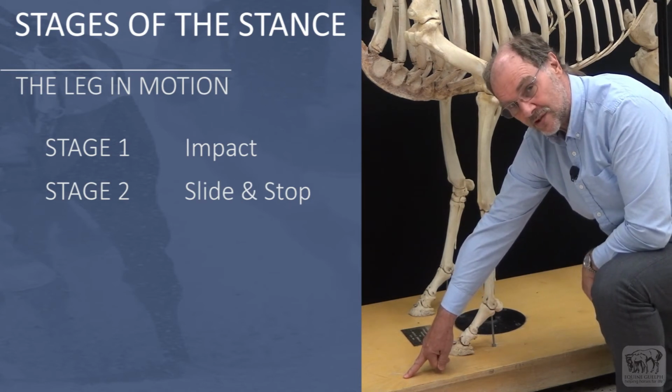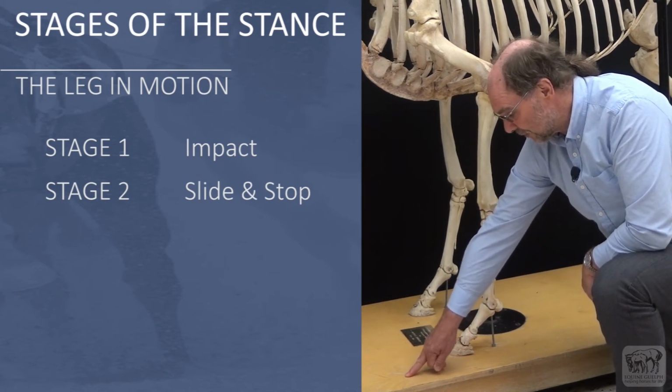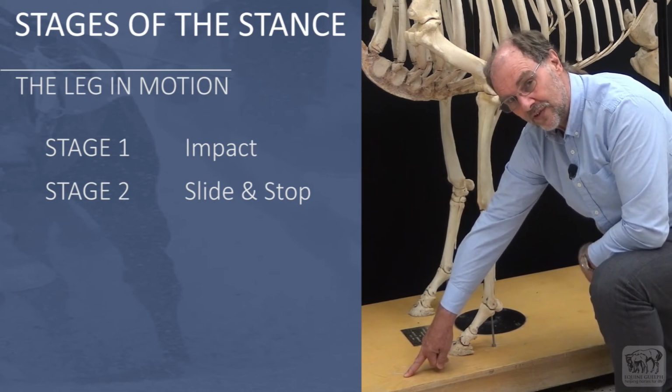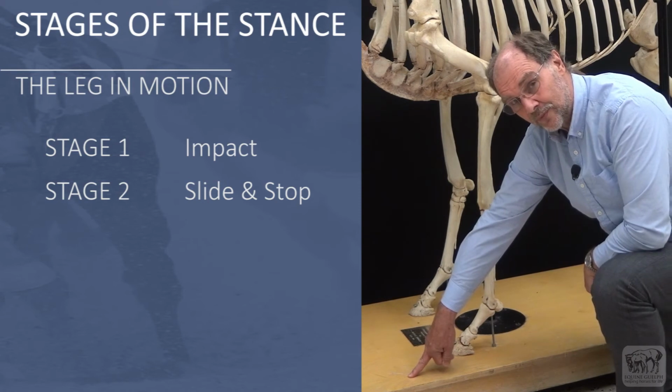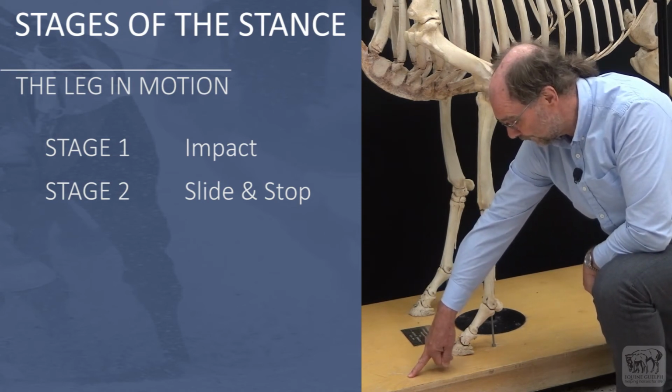And again, the surface, as we'll see, affects that. So that slide and stop phase is either called secondary impact or the slide and stop phase of the stance. Right? So that's stage 2.